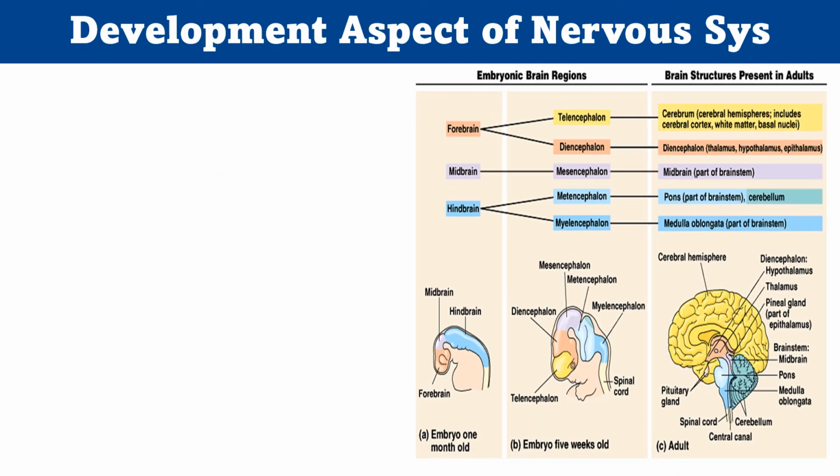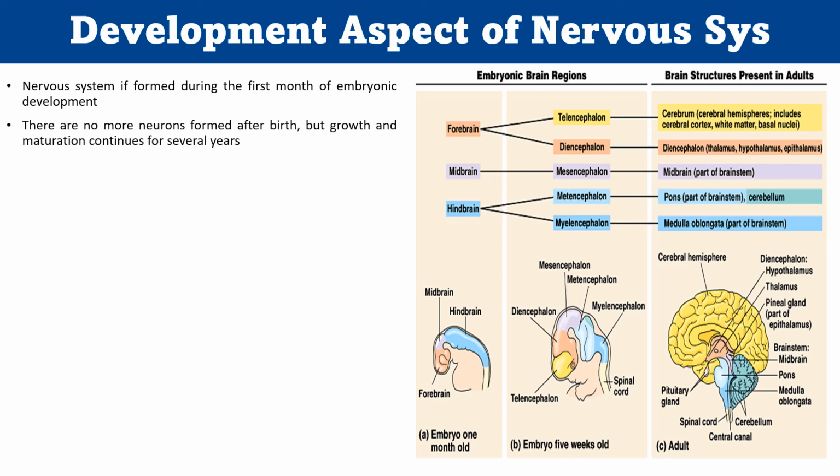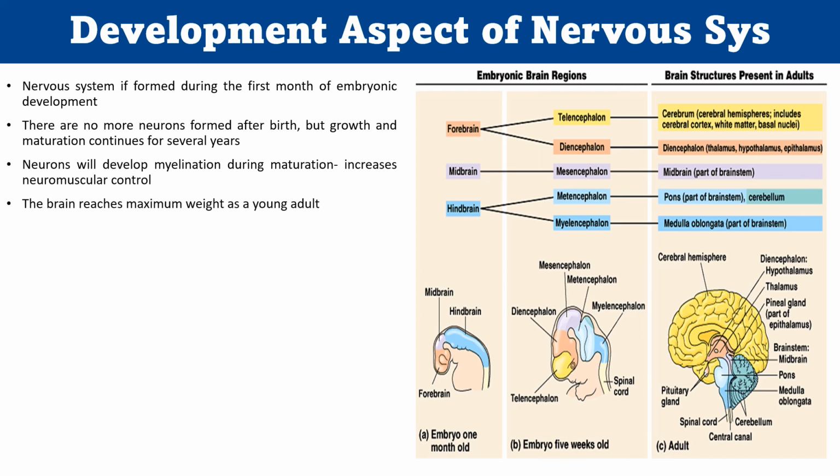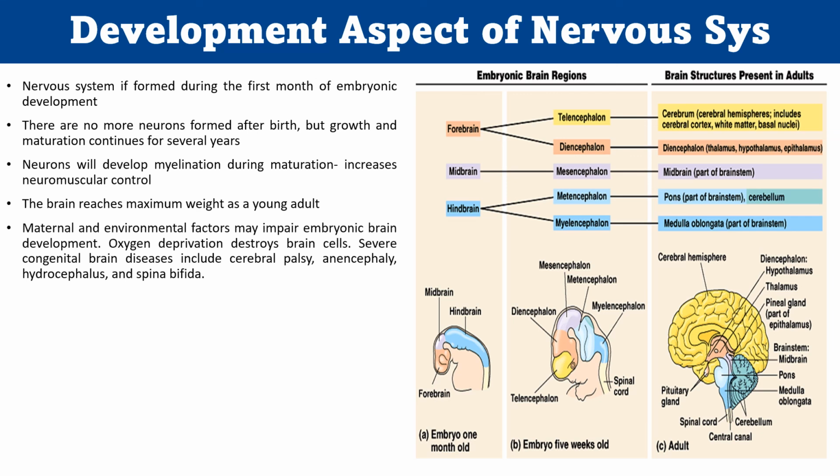Development aspect of the nervous system. The nervous system is formed during the first month of embryonic development. There are no more neurons formed after that, but growth and maturation continue for several years. Neurons will develop myelination during maturation, increasing the neuromuscular control. The brain reaches maximum weight as a young adult. Maternal and environmental factors may impair embryonic brain development, like oxygen deprivation, which destroys brain cells.